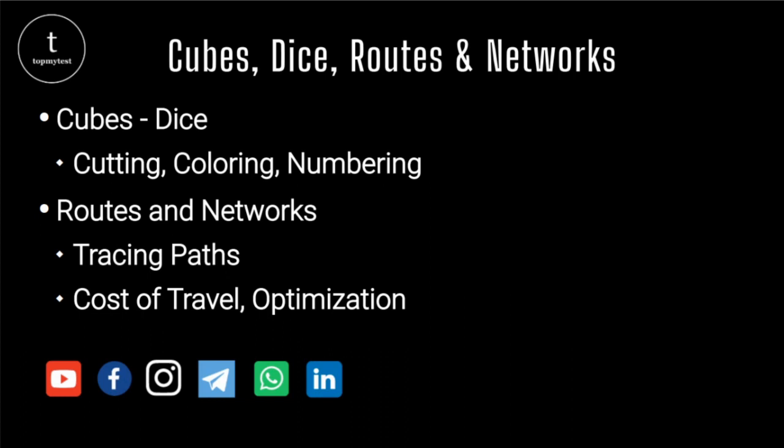Now, these are both topics which come very sporadically in CAT. They usually appear once in 3 years or once in 4 years. Now, there is no direct theory, especially in routes and networks, but very simple visualization is required. Now, the key areas in cubes and dice based problems are cutting of cubes, coloring of cubes, numbering of dice, and a mixture of all these. You might cut it and number it, or number it and then cut it, or color it and then cut it, or color, number, and then cut it. So all these type of permutations and combinations are possible with cubes and dice.